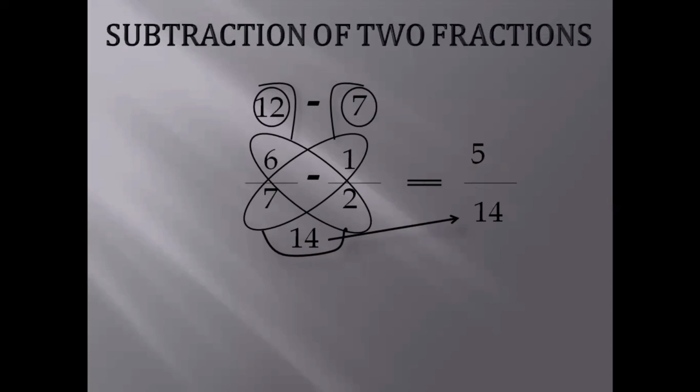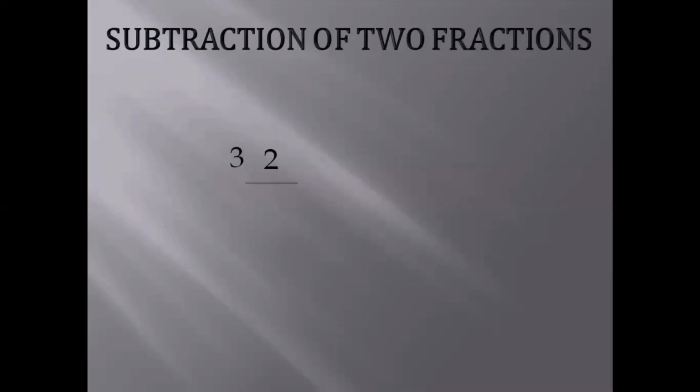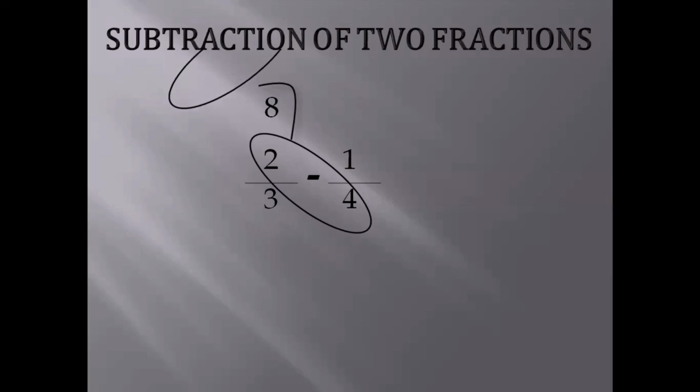Got the idea? It's very easy when you try this method. Okay, now let's move to the next question. It's subtraction of 2 fractions: 2 over 3 minus 1 over 4. The same method we are following here also. This 2 and 4 should multiply. 2 times 4 is 8. Then this 3 and 1 should multiply. 3 times 1 is 3. Now we know that the middle symbol is minus, so we are taking that minus up.